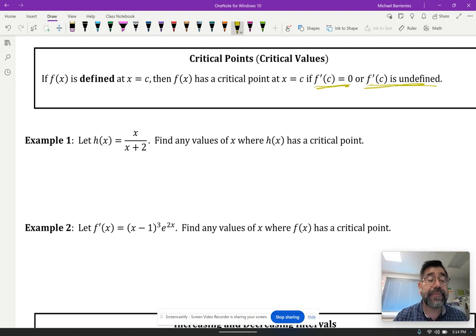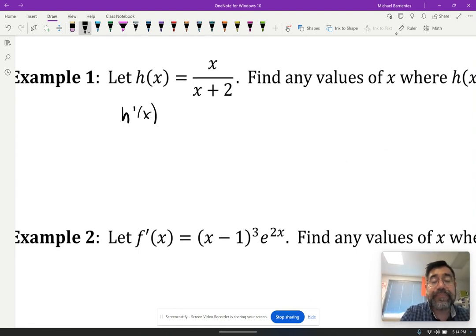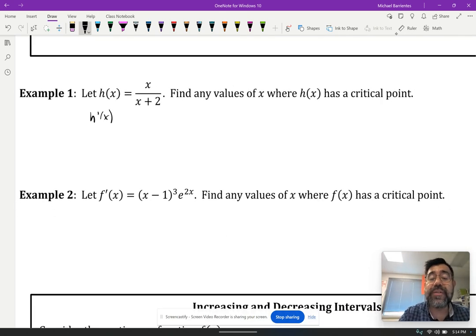So let's find the derivative. We have two examples here. Let's find the derivative of both. So we're going to find h prime of x. They want to know any values where h of x has a critical point. That means h prime is equal to 0 or h prime is undefined. That's what we're looking for in number 1.